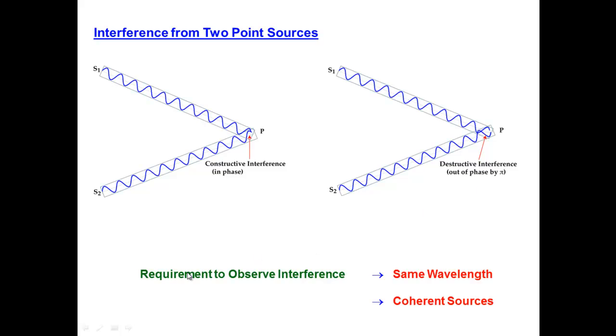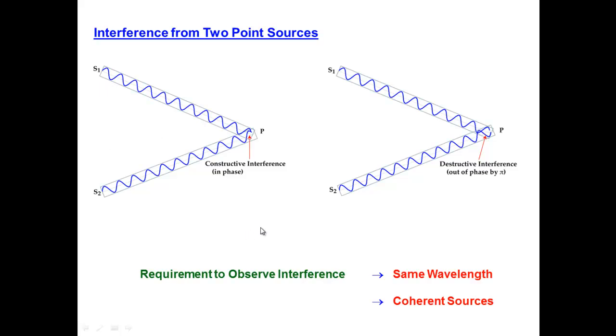Now there are special requirements to observe this kind of interference. We've mentioned one of these already. We've assumed that the waves have the same wavelength, because if they don't, then this sort of addition of the waves will occur in a very complicated way, and we won't really be able to see this sort of interference.